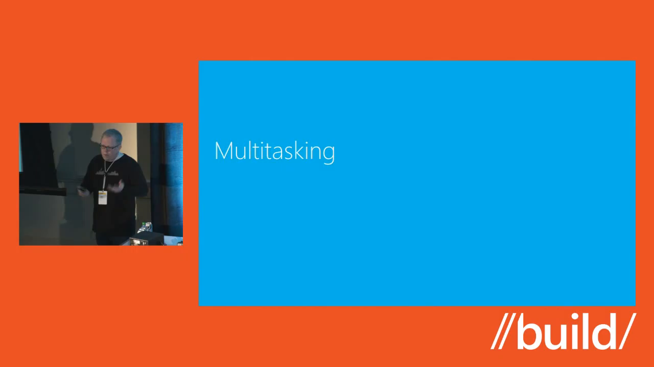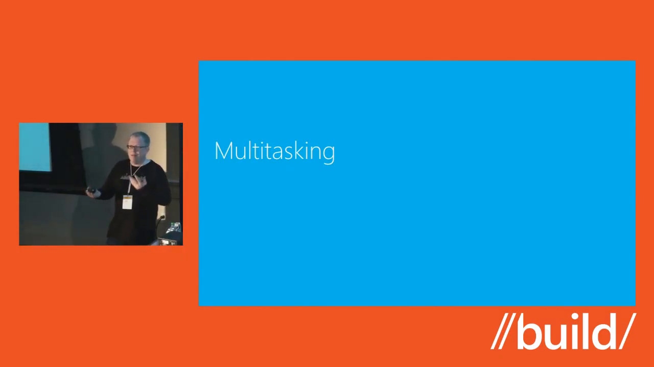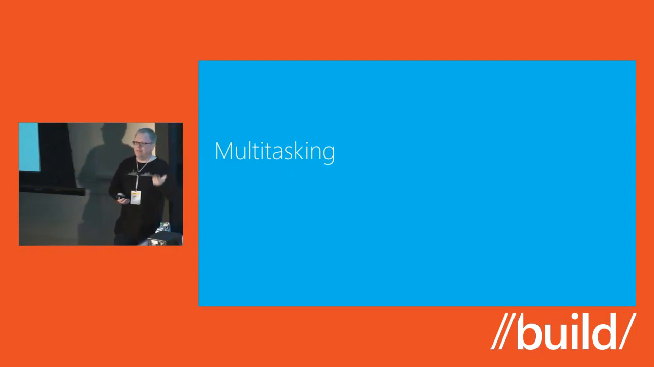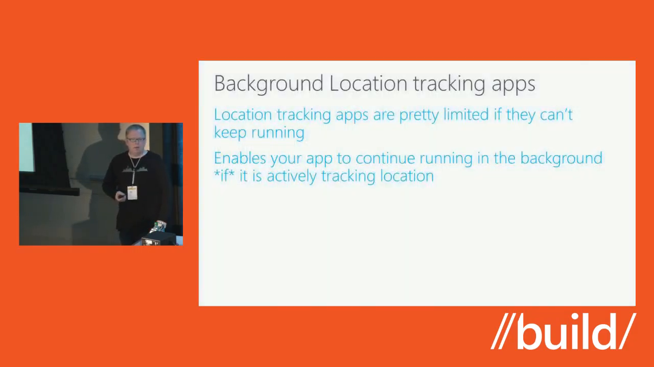So multitasking performance, honestly, when things are running in the background, it's a perception thing. If people tap on the icon and the app comes back so quickly, they kind of assume it's running in the background. Whether or not it actually is, it's pretty difficult to understand. So one thing that you can tell is running in the background is background location tracking apps.